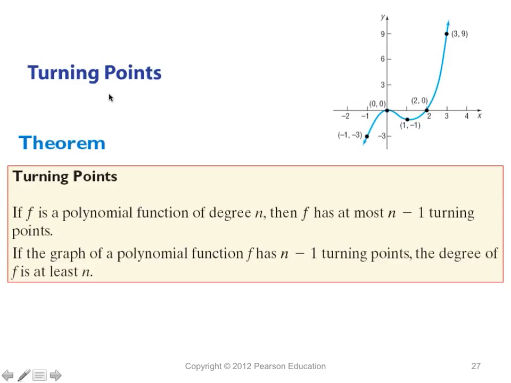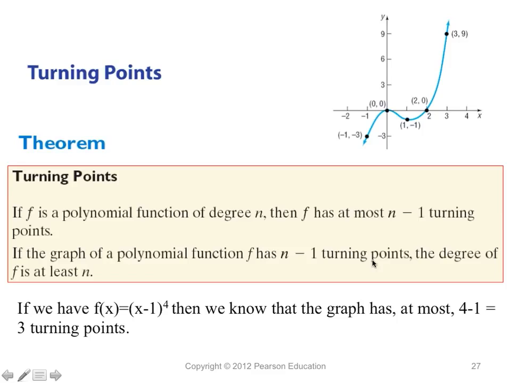This theorem though is about turning points, okay? So if f is a polynomial function of the degree n, then f has at most n minus 1 turning points, okay? And then if a graph of a polynomial function has n minus 1 turning points, then the degree has to be at least n. So if we have f of x equals (x minus 1) to the 4th, then we know that the degree is 4, so that means that we have at most 4 minus 1, which is going to be 3 turning points.